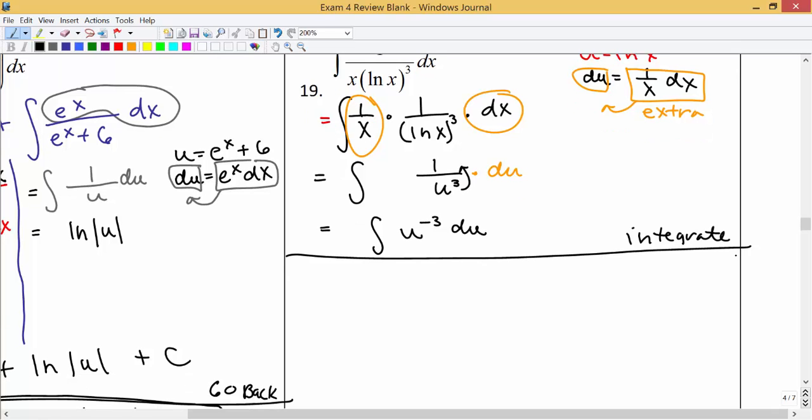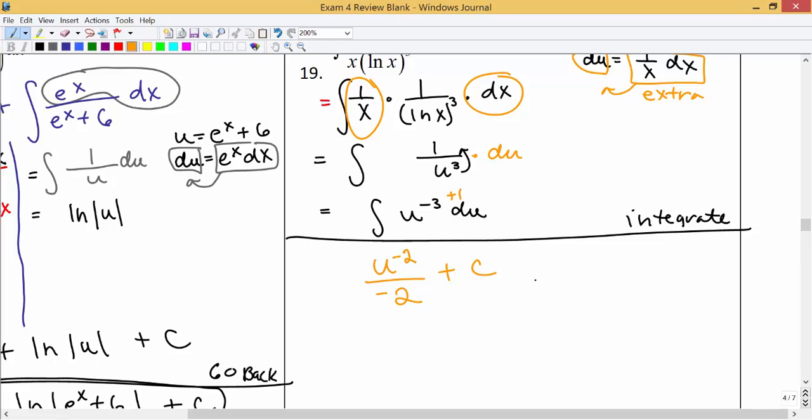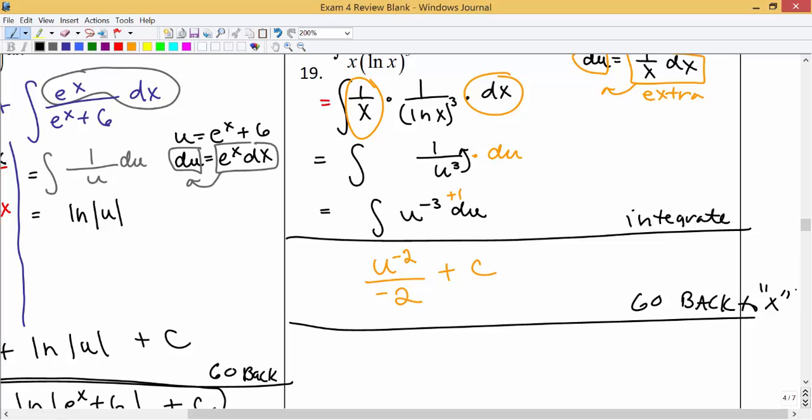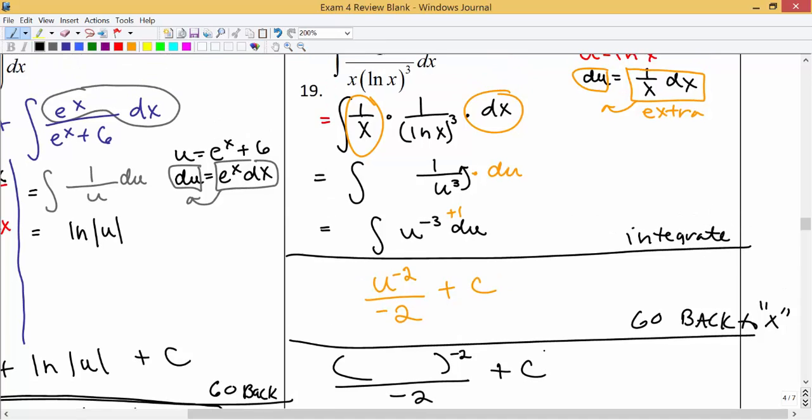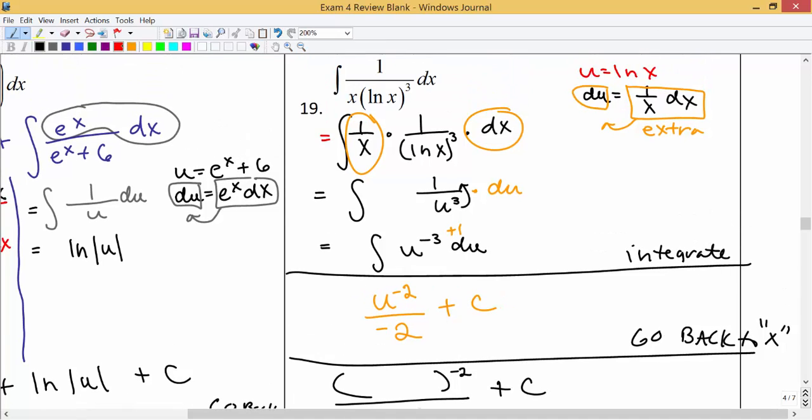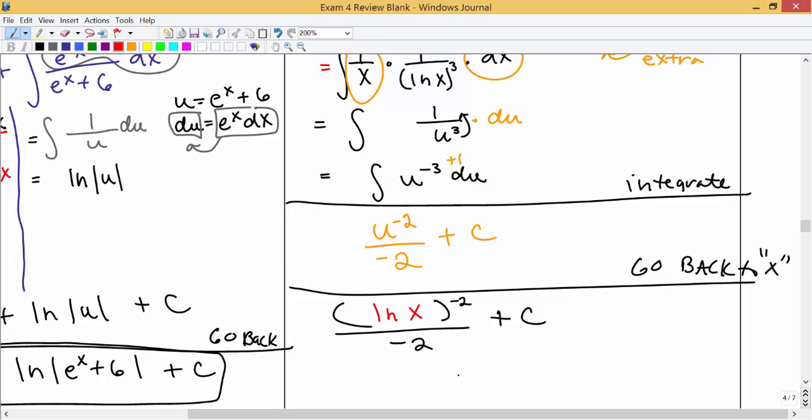Okay, so now we're going to actually perform the integration. I'm going to add 1 to the exponent. So it gives me u to the negative 2 power, divide by the new exponent, and then add the constant of integration. Okay, the last thing that we do is go back to using the original variable that was used at the very beginning of the problem. We're going to go back to x. So that would be u to the negative 2 power divided by negative 2 plus that constant. So u actually originally represented ln of x, so I'm going to put ln of x in place of u. So we get ln of x raised to the negative 2 power divided by negative 2.